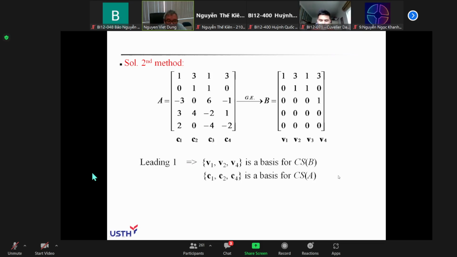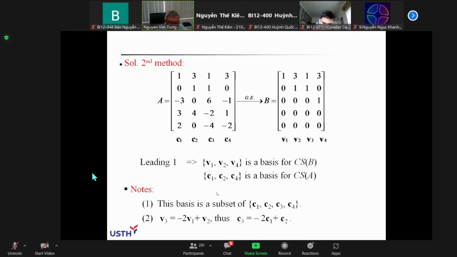That is a way we can find a basis for the column space of A. And that is already a subset of C1, C2, C3, C4. And finally, we can write the third column as a linear combination of the first column and the second column.